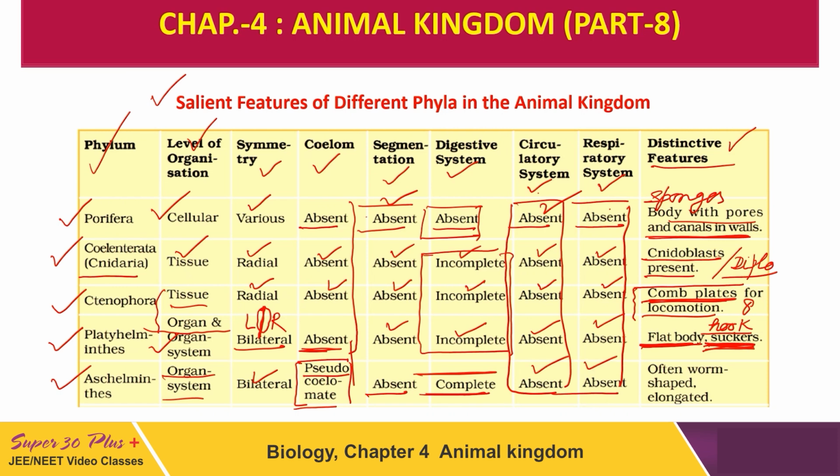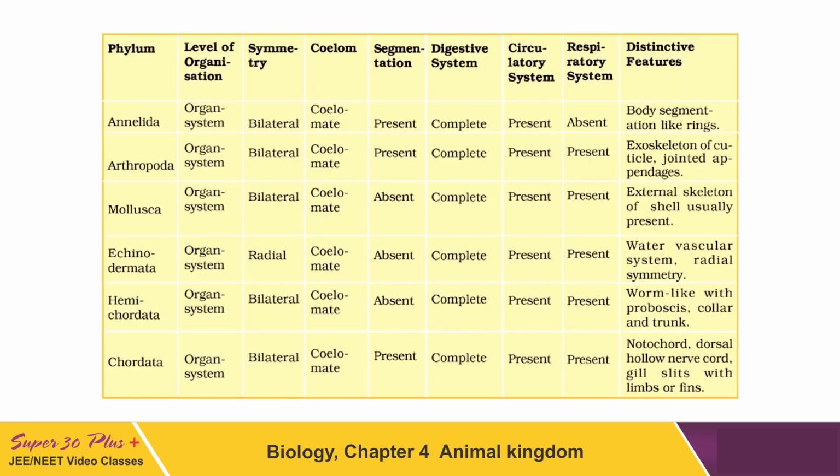Respiratory system is absent. And often worm shaped, these are roundworms. Come to the next now. If you see annelids, the earthworm, the body shows segmentation, ring-like structures are there, that's why annulus, that is annelids.